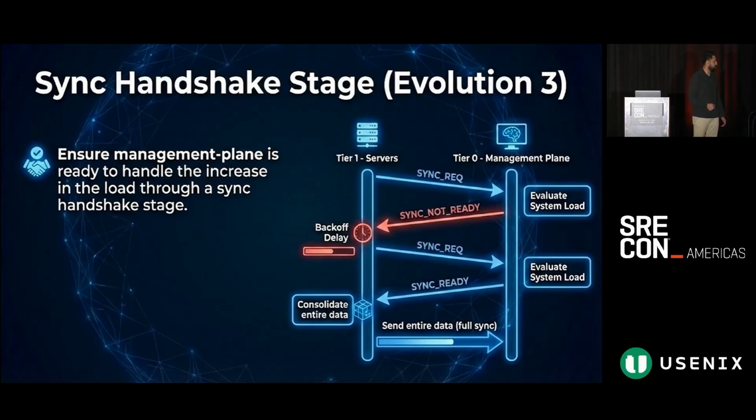Servers would send a sync request. The management plane would evaluate the system load it was under. If it was under too much load, it would just say, hey, I'm not ready. The servers would back off, then send a sync request again. This time around, if the management plane thinks it will be able to ingest this newly coming data, it would send a sync ready message. That's when the servers would consolidate the entire data and send over the full sync data.